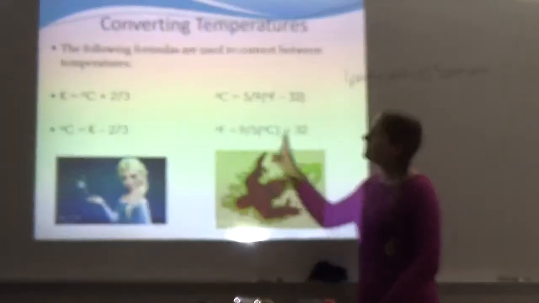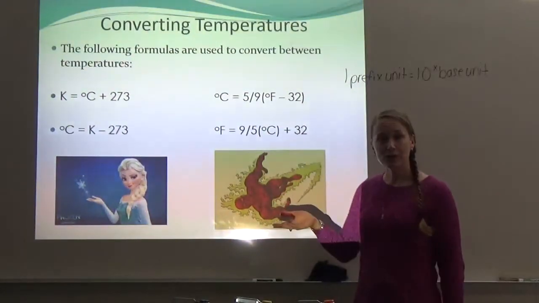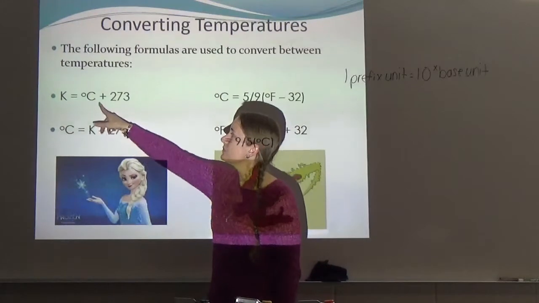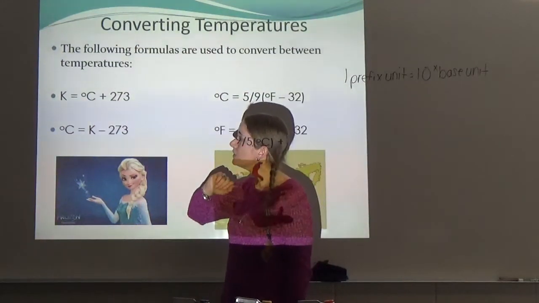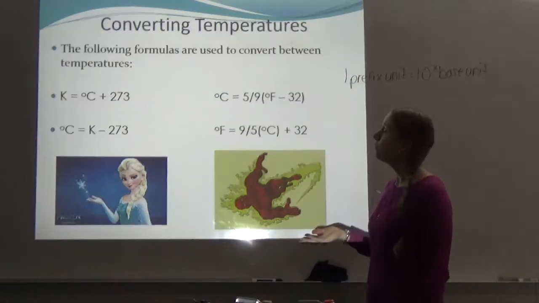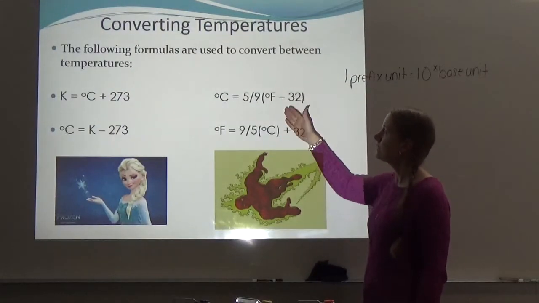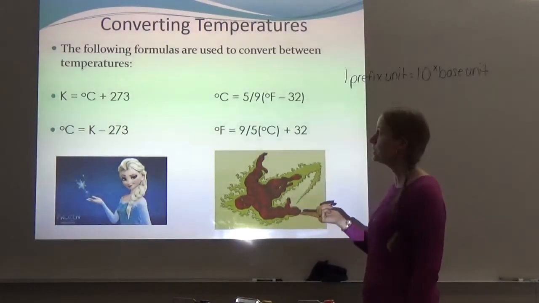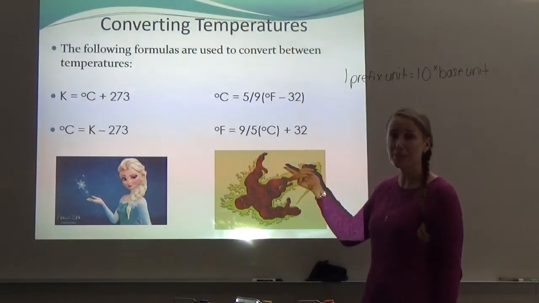So we have formulas to convert between the temperatures. So between Celsius and Kelvin is very easy. To get from Celsius to Kelvin, you add 273. To go the opposite way, you of course subtract 273. For Celsius and Fahrenheit, though, it's a little bit trickier. So the thing you need to be careful of is your orders of operations. So remember, parentheses happens first.